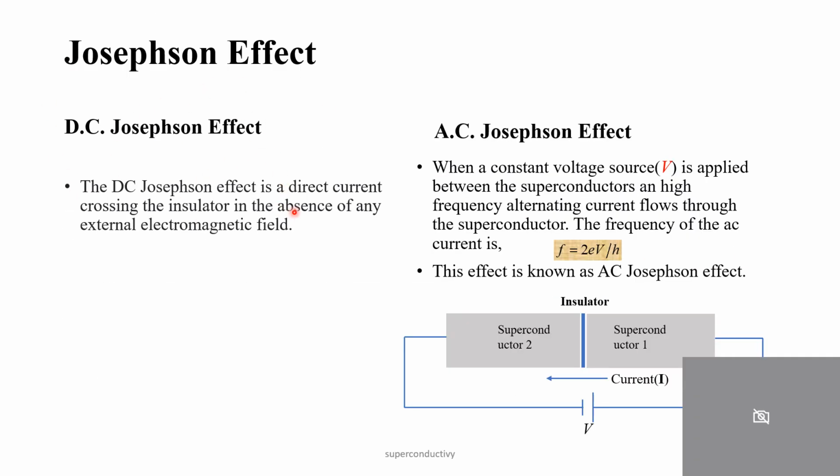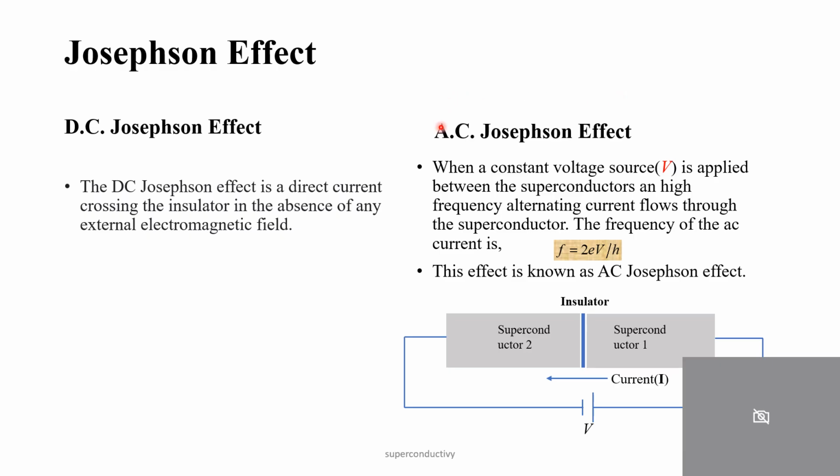DC Josephson. What is DC Josephson effect? DC Josephson effect is a direct current crossing the insulator in the absence of any external electromagnetic field. If we are not applying any voltage through this system, that is, we have two superconductors sandwiched between the insulator, and we are not applying any voltage, and in this case we measure the current, we will get some value, that is the DC Josephson effect.